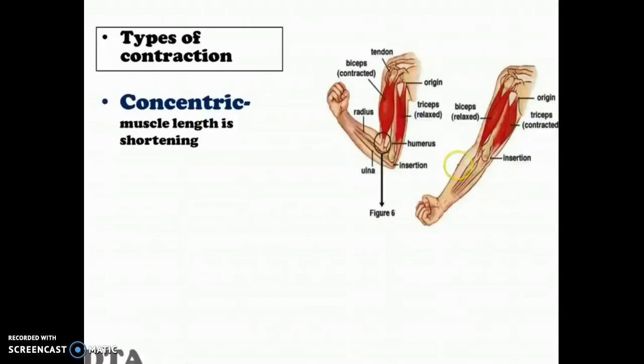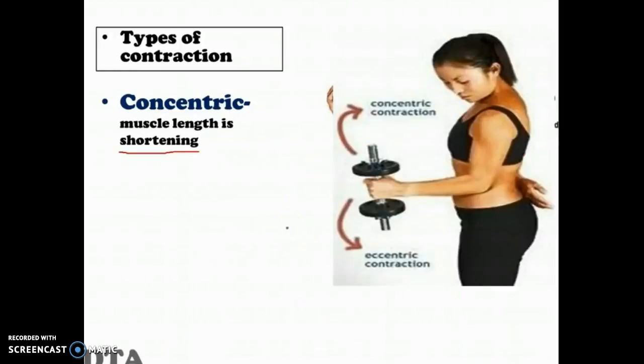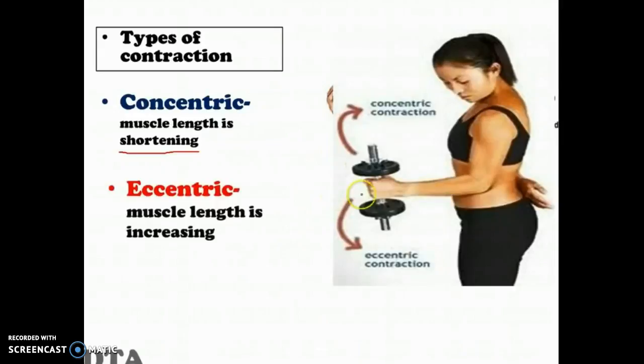There are three different types of contractions that we talk about at this level, and the first is the concentric contraction. As you can clearly see, the muscle length is shortening. As the arm moves up, the muscle contracts and reduces the distance between those two points, therefore shortening. Let's look at an example. As we lift the dumbbell up, the bicep is the contracting muscle, and it's shortening and therefore creating the contraction.